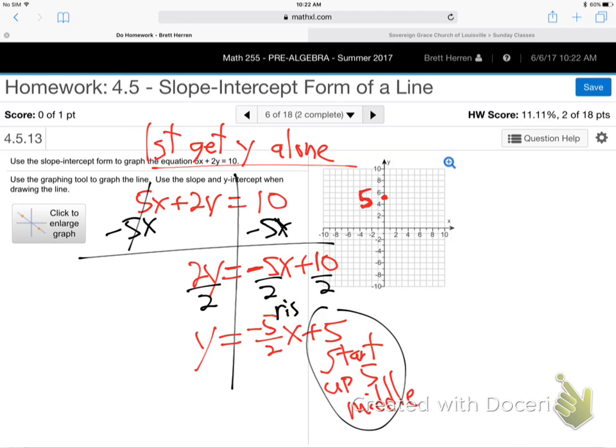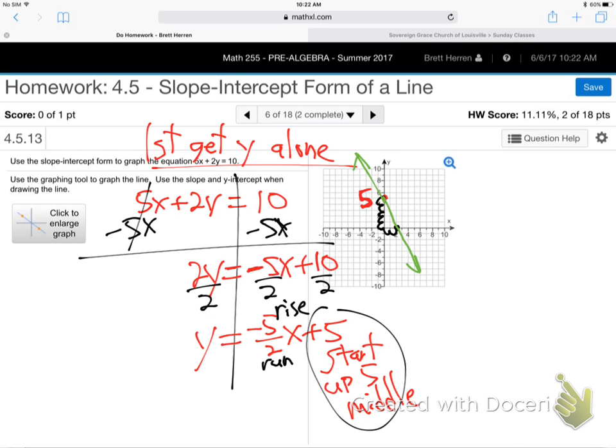And then rise over run. So we go down 5. 1, 2, 3, 4, 5. Over 2. Like that. Down 5 over 2. And there's our second dot. No making tables. Connect the two. We got our graph. So we're graphing without making tables. We're just getting y alone, starting it up 5, and then down 5 over 2 for our second dot.